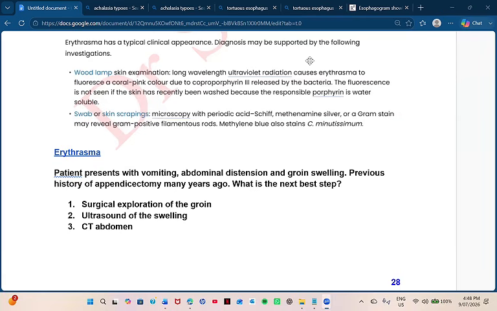Is it understandable for you all, or still doubtful? Tell me, doctors. Is it understandable or still doubtful? Okay, right?